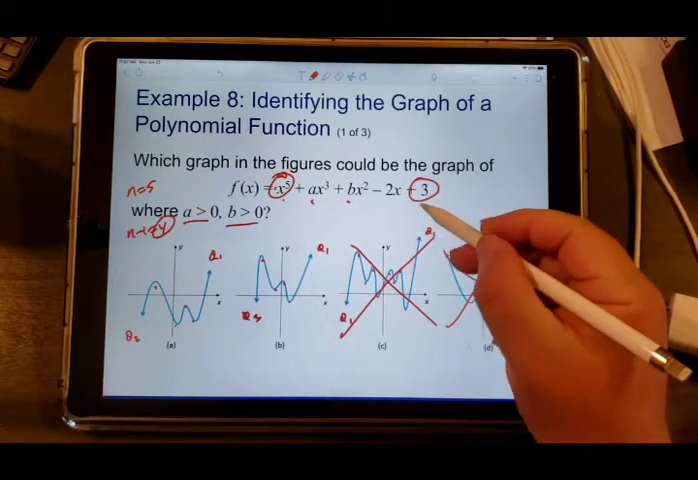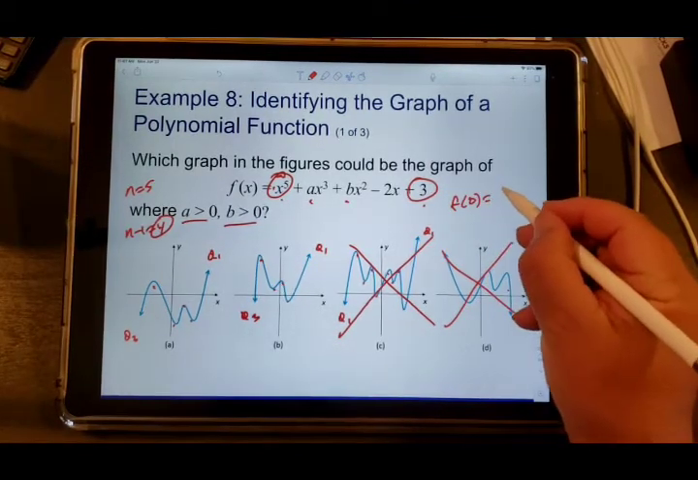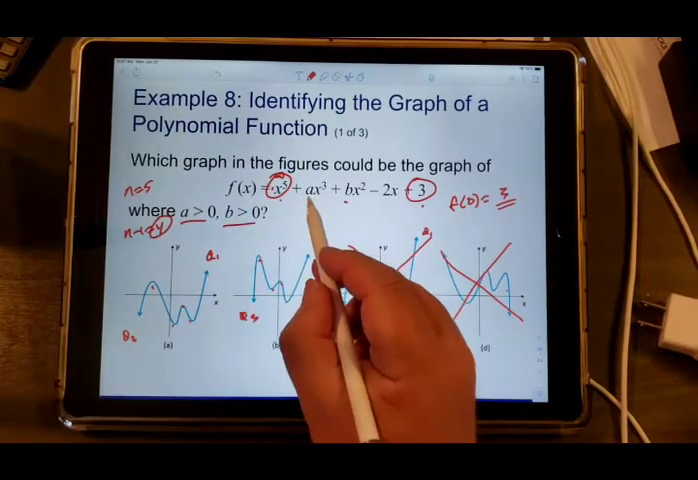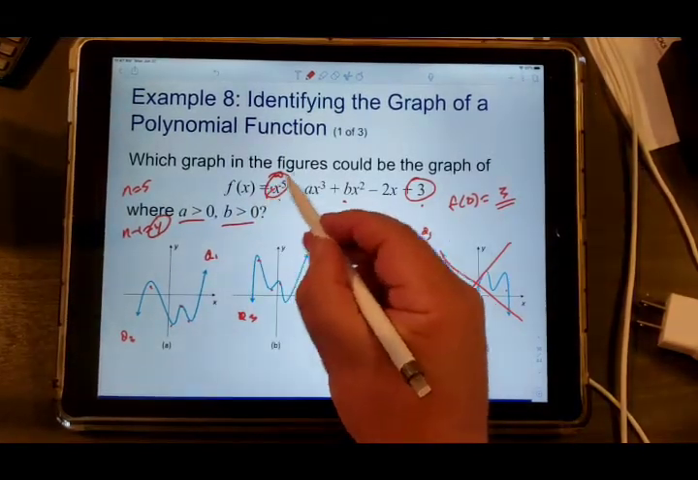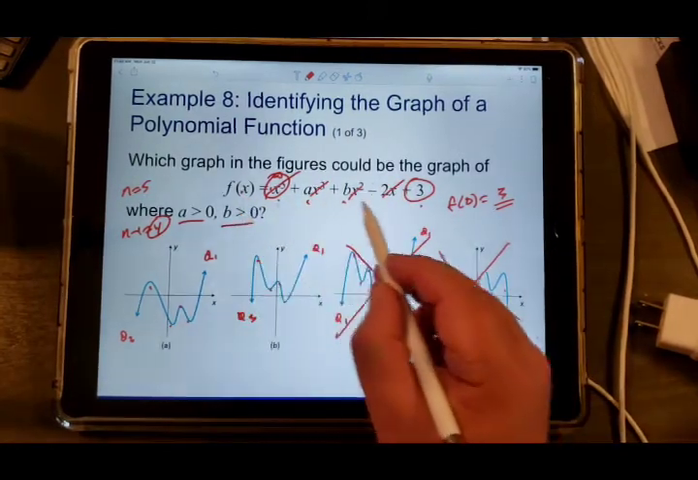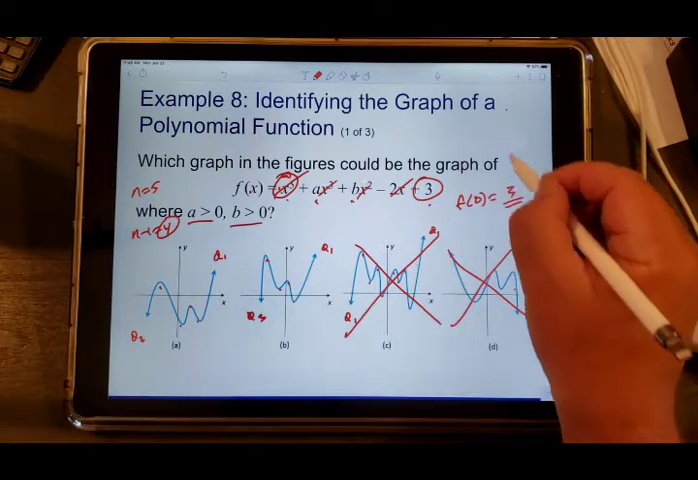And then the last thing is this. F of 0, we know is going to be 3. The reason why is that even though I don't know what A and B are, if I put in a 0 here, a 0 here, a 0 here, a 0 here, all of those are zeros, and I get 3. So what's that ordered pair look like?